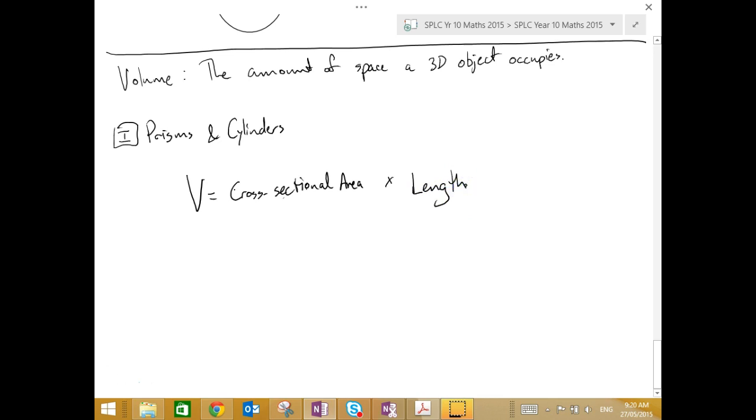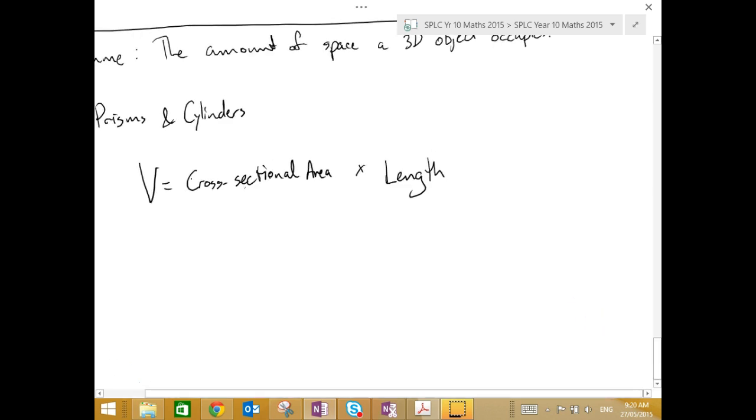So, volume is just the area of the cross section, which you usually call the base. Usually you'll see it as area of base times height, but it's the area of the cross section times the length or height, whichever way it's lying down.